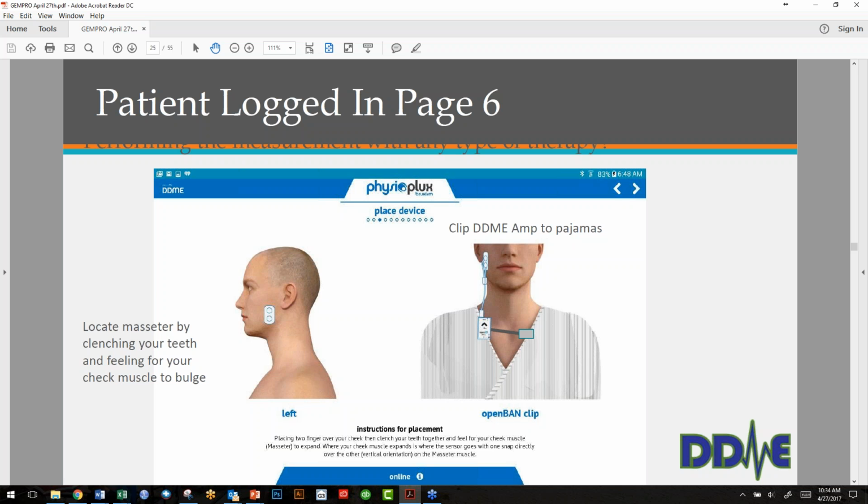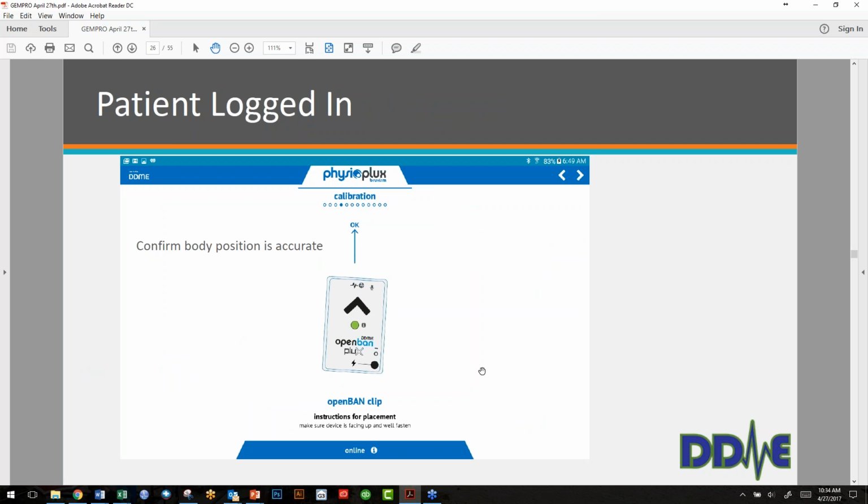And on this screen here, this is where they would apply the amplifier and the surface EMG pad. On the surface EMG pad, there's a thin plastic sheath that covers the adhesive surface. Just peel that off, and when you find your cheek muscle, put it on a vertical orientation on the masseter. It's important that it be vertical, so the two snap-ons are in a vertical orientation.